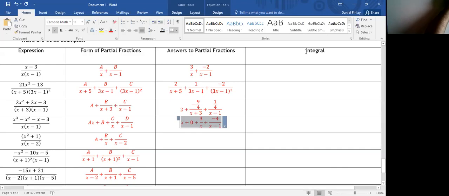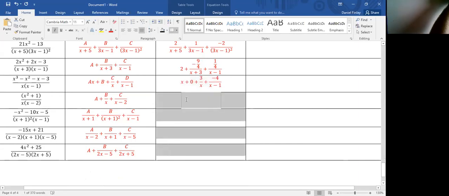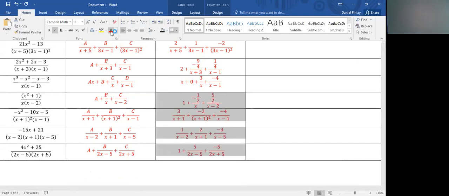Okay, now it's your job to finish the rest off. So pause the video and do these four, and then unpause it and check your answers. And then tomorrow we'll integrate these. Make sure you've got your answers somewhere safe, ready for tomorrow's lesson.